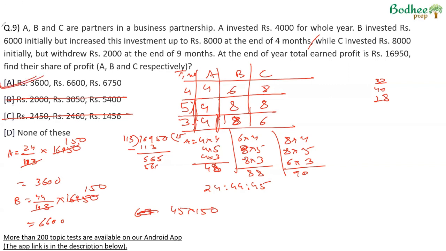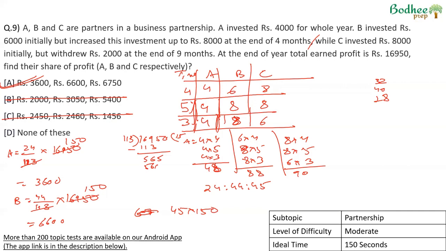Again, time is given, money is given, though the money investment is changing. Conceptually not very difficult. The only thing is calculation might take a bit of time. So the attempt time goes up to 2.5, 3 minutes, and therefore calling it a moderate level question.